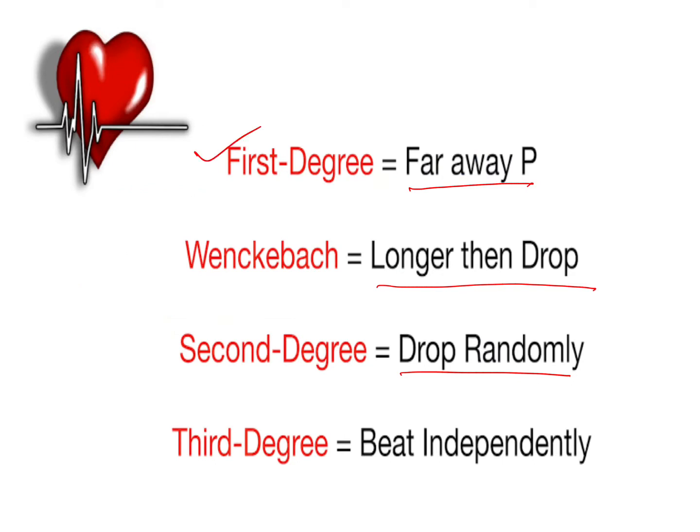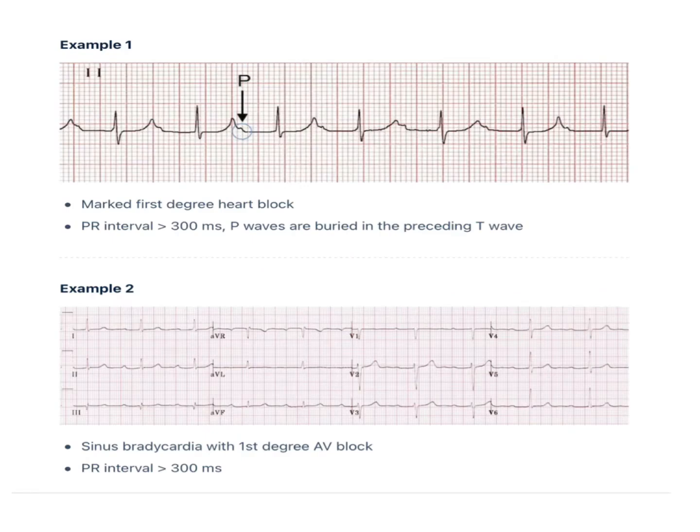So the first degree heart block can be remembered as "far from P", meaning the QRS complexes will be far from P, that is, the PR interval is prolonged. These are the few ECGs where we can see that. This is a small P wave submerged with a T wave. Here the PR interval is prolonged more than 300 milliseconds. As such, this patient is having bradycardia and is also showing the prolonged PR interval.